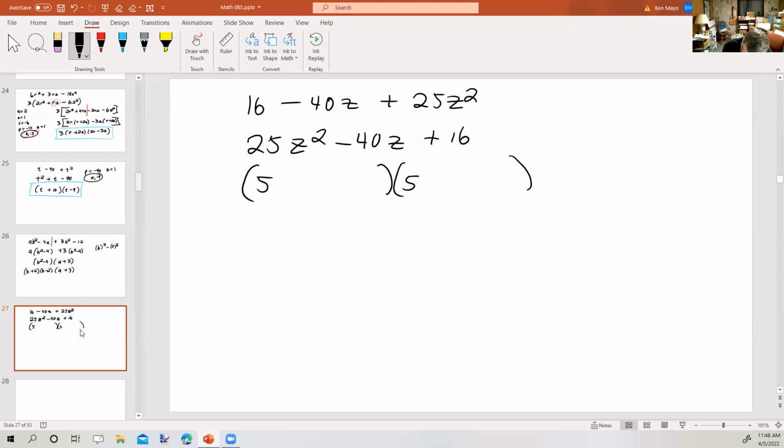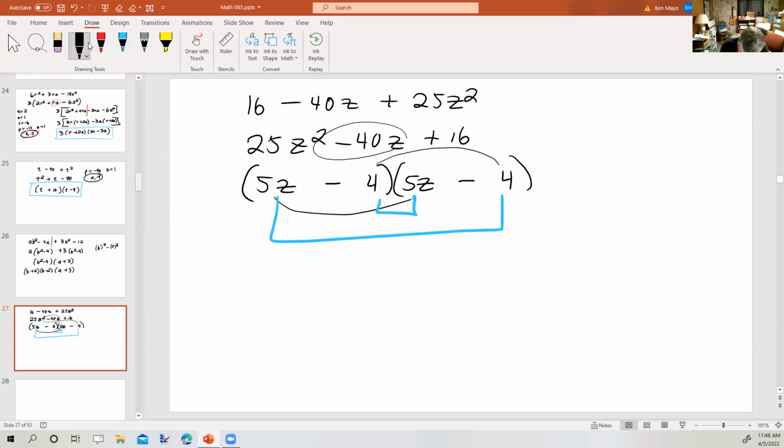25 would be 5 and 5, and z squared would be z and z, and 16 would be 4 and 4. But the middle term is negative, so to achieve that, these would both have to have minus signs. Well, let's see. 5z times 5z is 25z squared, and minus 4 times minus 4 is plus 16. But what about the middle term? That would come from this one and that one. Minus 4 times 5z is minus 20z, and 5z times minus 4 is minus 20z. And if we add those together, we get minus 40z.